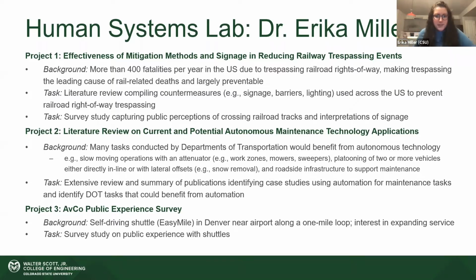So the 3 projects that I'm highlighting here are the more near-term needs that I have. The first is basically looking at mitigation methods and signage currently used for reducing railway trespassing events. So just brief background on that. One of the leading causes of deaths relating to railroads is that people just cross the railroad tracks when they're not supposed to. And so I have a funding opportunity to look at what current mitigation methods are in place to prevent these railroad trespassing events.